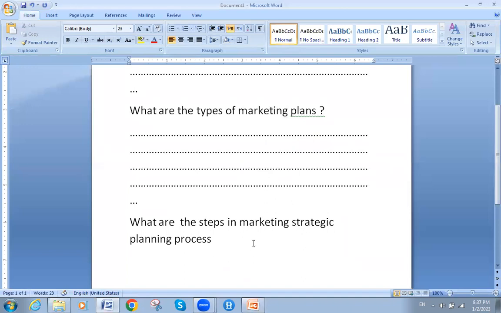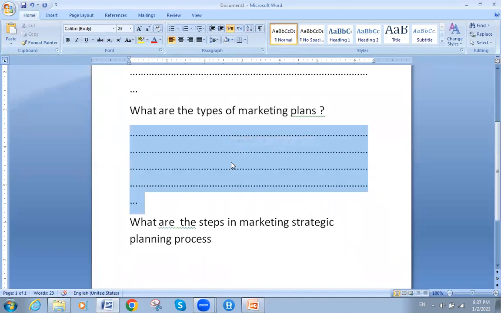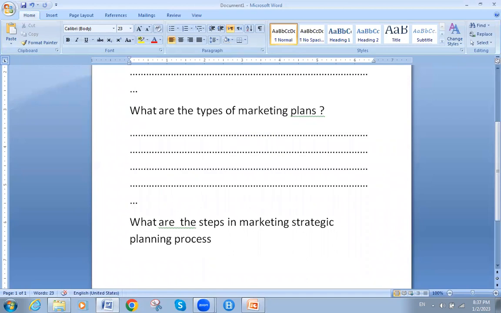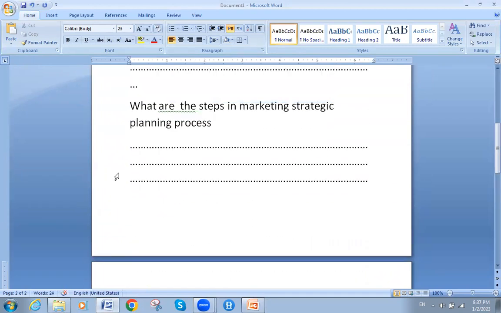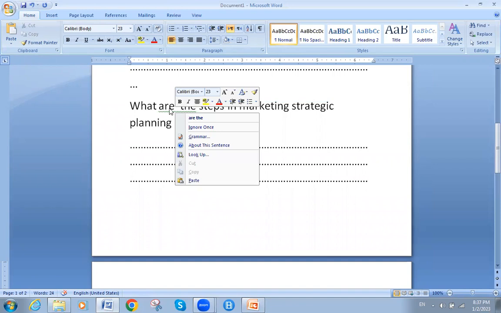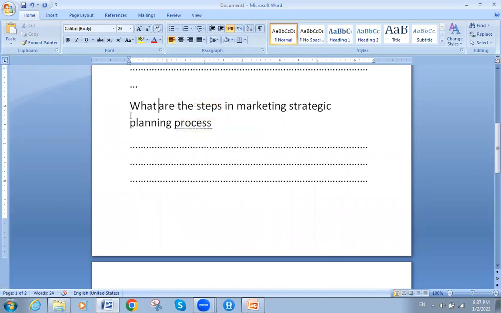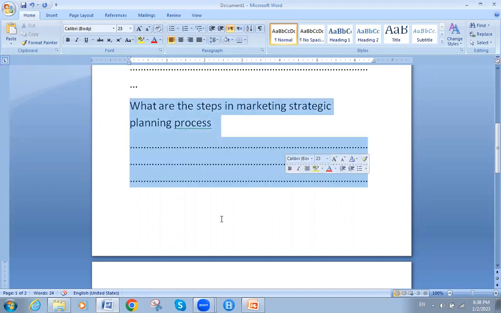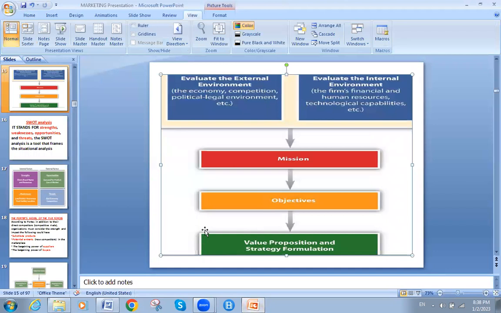What are the steps in marketing strategic planning process? Here we go. Control C, Control V. What are the steps? This question is our third question today, and I will put it for you right now there on our slides before we end this lecture.